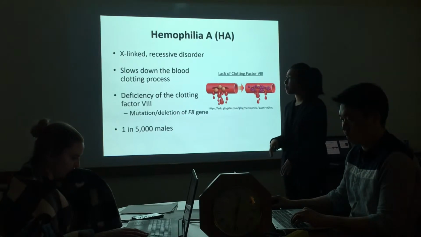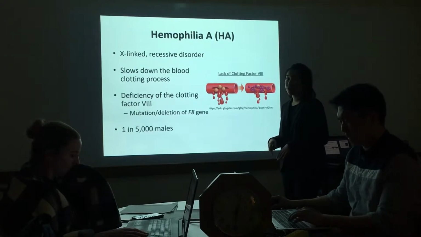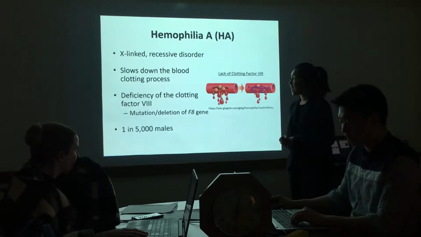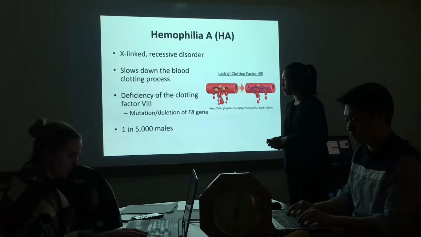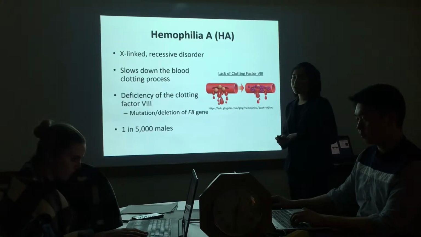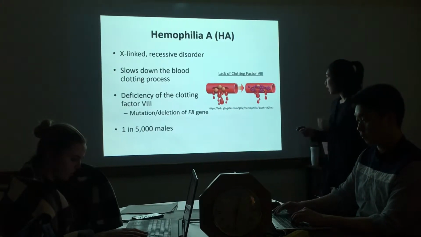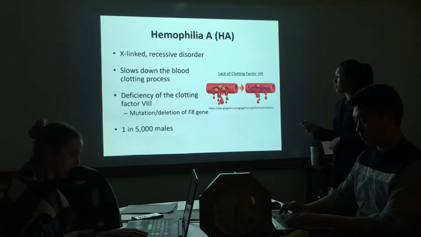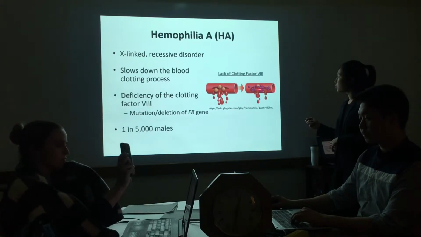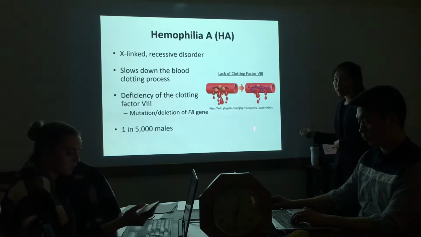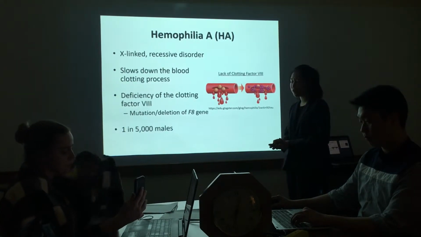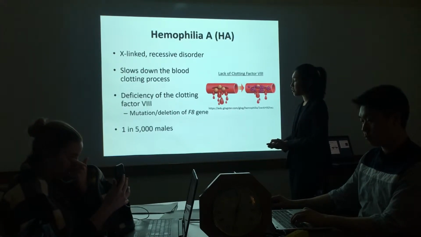Before we dive into the paper, let's talk about what hemophilia A is, which I will refer to as HA throughout this paper. Hemophilia A is an X-linked recessive disorder where the blood clotting process is slowed down due to deficiency of clotting factor A. As shown in the figure here, when you start bleeding and you have a lack of clotting factor A, you won't be able to clot the wound, and you will end up bleeding continuously, which is definitely not good. This deficiency of clotting factor A is caused by mutation or deletion of the F8 gene.